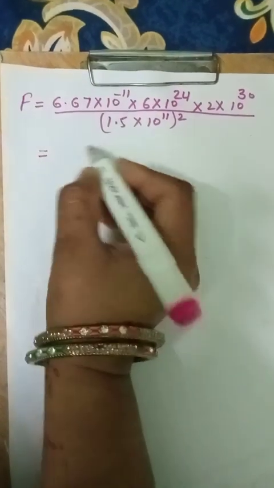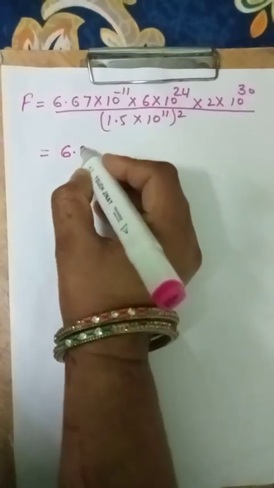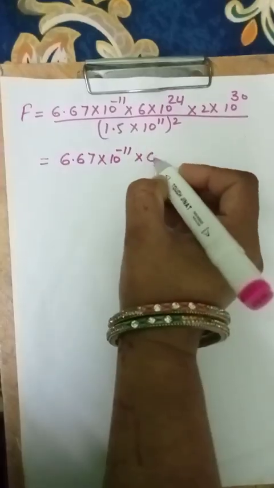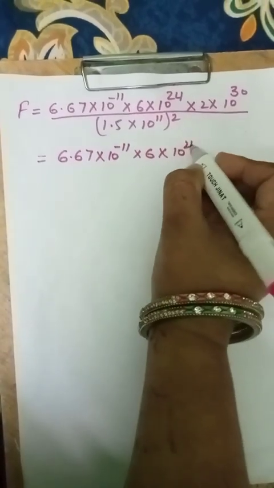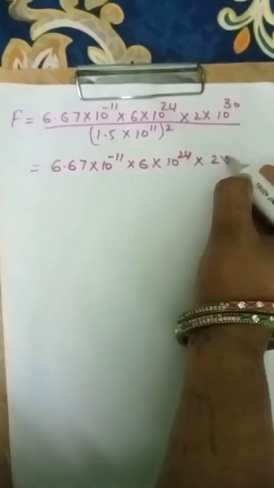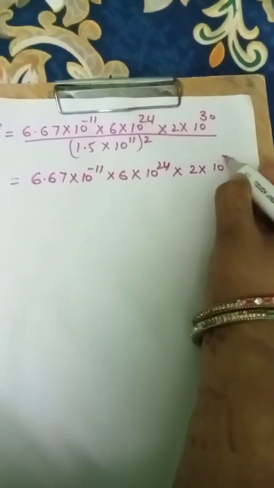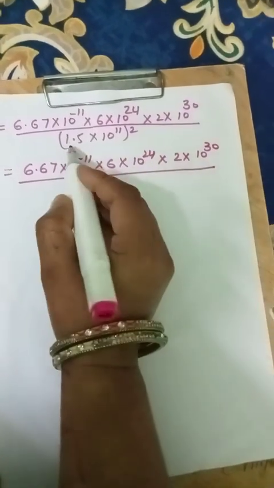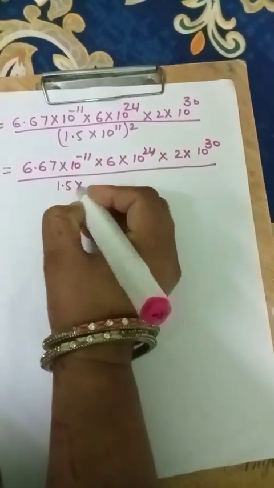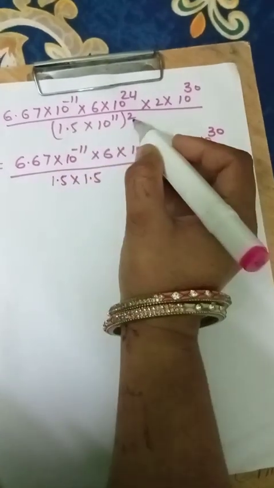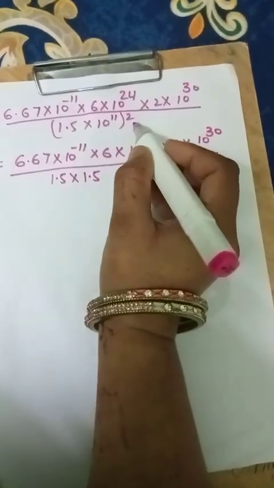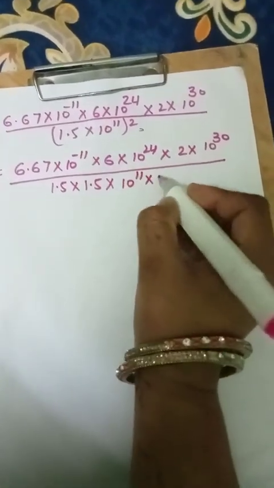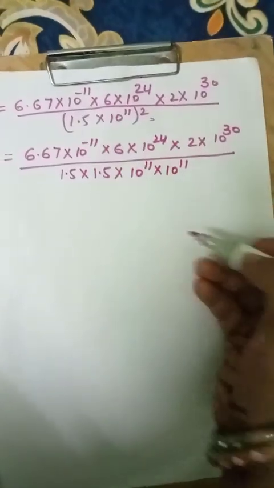Now we can write like this: 6.67 into 10 raised to power minus 11 multiplied by 6 multiplied by 10 raised to power 24 multiplied by 2 into 10 raised to power 30 upon, so there are two times we can write this, that is 1.5 multiplied by 1.5, because here you can see this value is in the form of square. Now same thing with 10 raised to power 11. So 10 raised to power 11, two times we need to write.